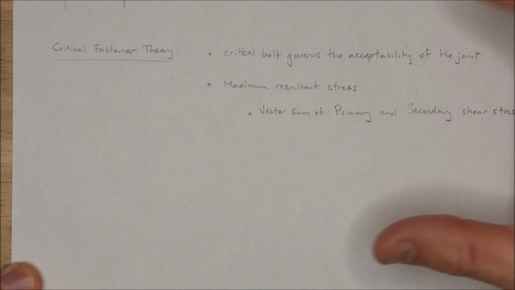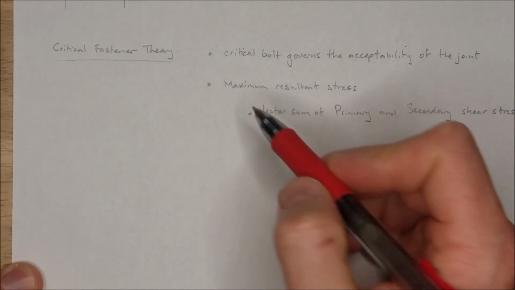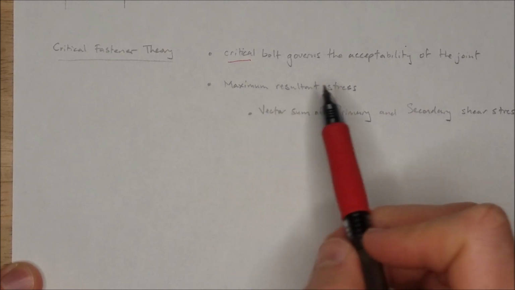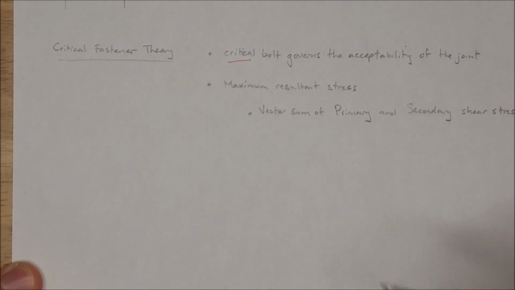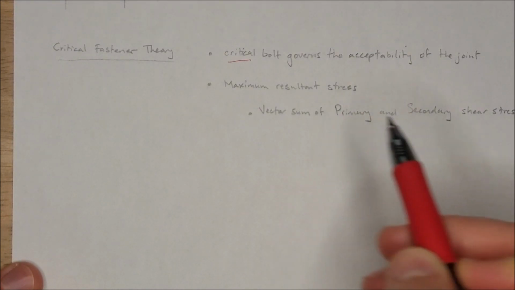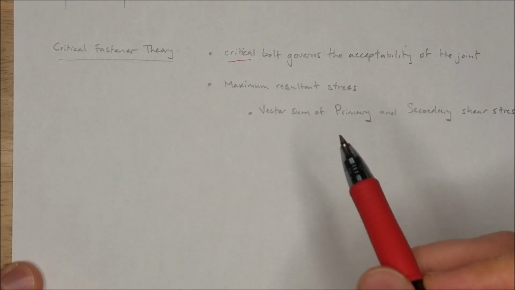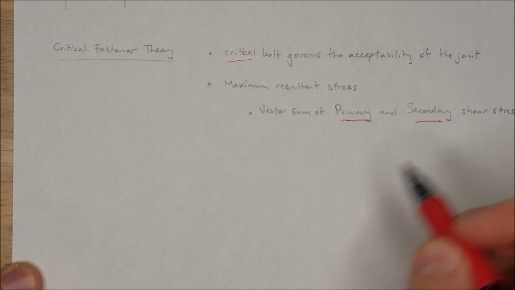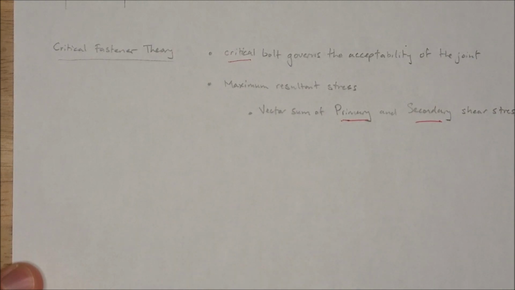And all that really says is that there is a fastener or fasteners that are very similar that are going to govern the acceptability of the joint. So we're going to find a bolt that is the most highly stressed, and that bolt is going to limit or govern the design of a joint. We're going to be finding the maximum resultant stress in that bolt, and we're going to find that by taking the vector sum of our primary and secondary shear stresses.